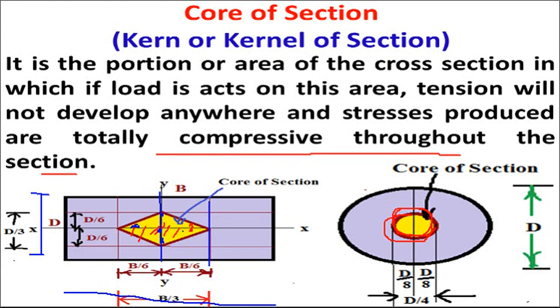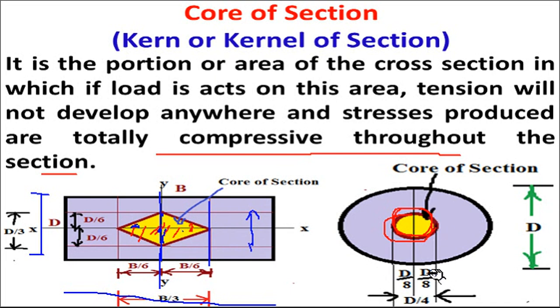And if you take half of b by 3, it will be b by 6, meaning b by 6 from either side of this axis. Stresses produced will be compressive. Similarly, along the depth, it will be d by 6, d by 6. The addition of d by 6 and d by 6, the total width from this point to this point, will be d by 3. Okay. So this is the distance of the core.